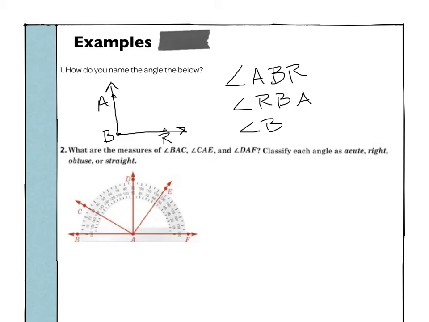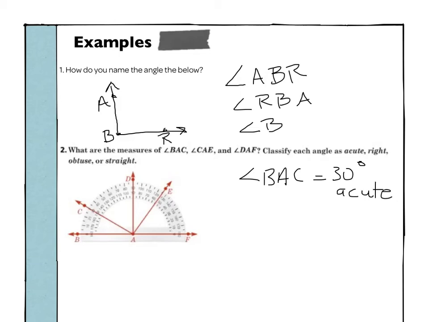Next question says, what are the measures of angle BAC, angle CAE, and angle DAF? So let's look at BAC first. Here's BAC. And it looks like that is about from 0 to 30 degrees there. So this is actually a 30-degree angle. Just mark that. So angle BAC is 30 degrees. And we know it's less than 90, so it's going to be acute.